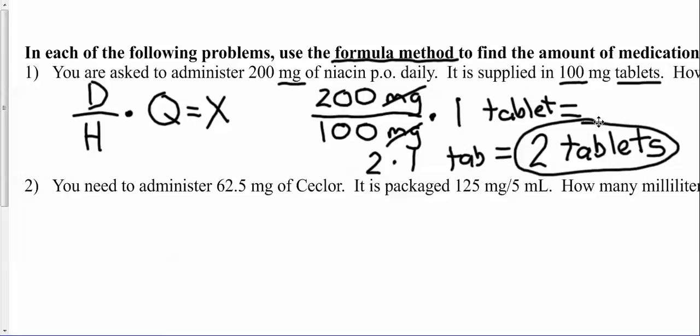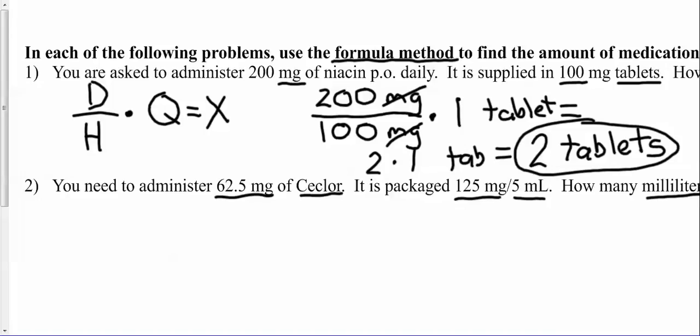Example 2, again, we're still going to use the formula method from chapter 10, but in this case our medication is given in liquid form instead of tablet form. And in problem 2, you're asked to administer 62.5 milligrams of Ceclor. It is packaged so that there's 125 milligrams in every 5 milliliters of solution. The question says, how many milliliters do we need to administer?